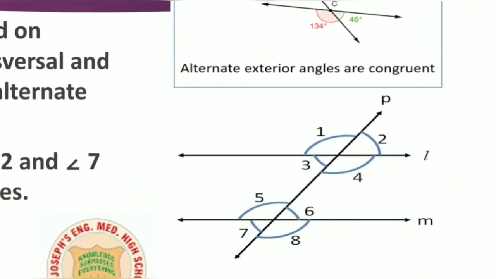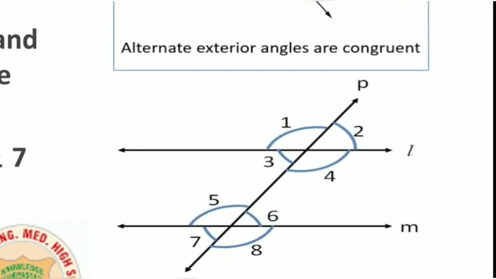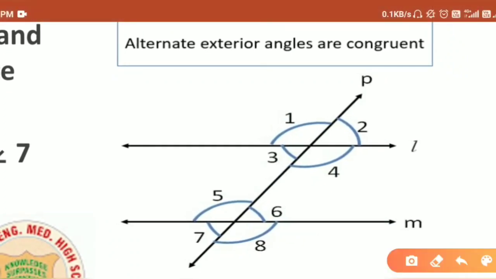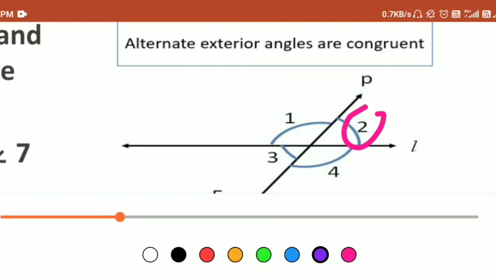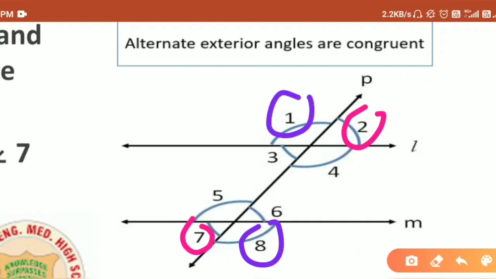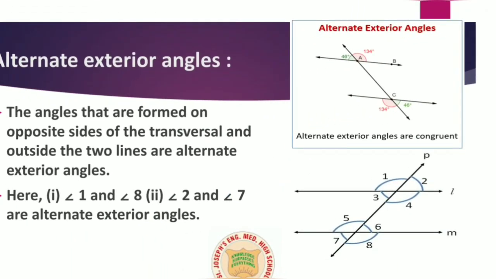Now can you identify which are the alternate exterior pairs in this diagram? Just look. These cannot be alternate exterior, because they are inside the lines. So the alternate exterior angles are angle 2 and angle 7, and one more pair, angle 1 and angle 8. So only angle 1 and angle 8, and angle 2 and angle 7, are alternate exterior angles.